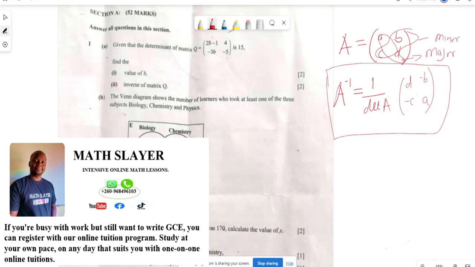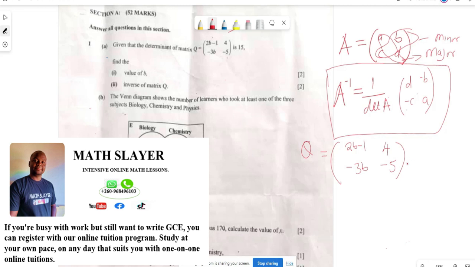So the question is saying we have Q, right? We have been given Q to be equal to 2b minus 1, negative 3b, and then 4, negative 5. Okay? So at this stage, we can substitute the value of b, since now we know the value of b. What is the value of b? What value did we calculate? It was 5.